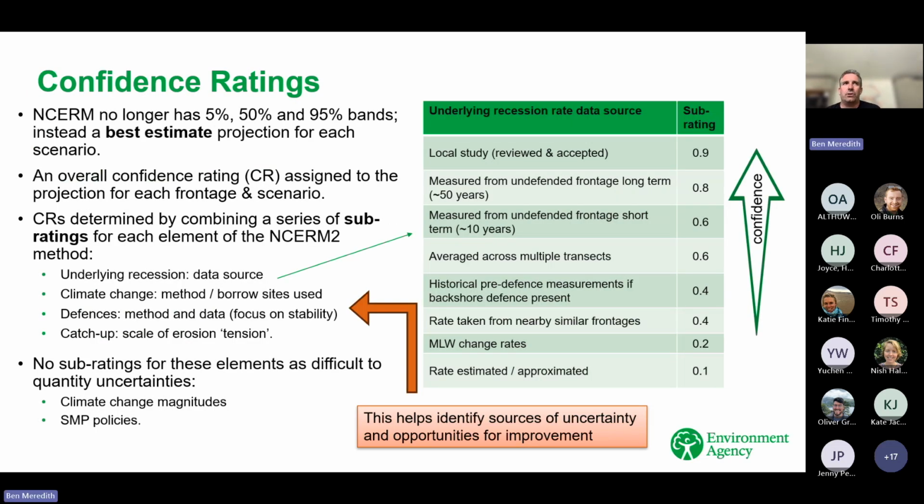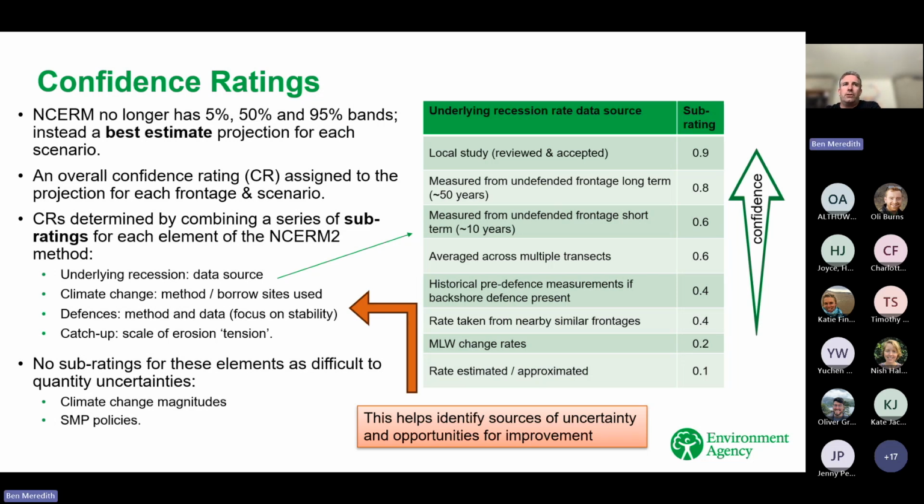Confidence ratings. One of the big changes in this iteration of NSERM is the removal of the confidence band approach. Previously, we provided 95, 50 and 5% confidence bands, but we have shifted to representing a range of results based on climate change scenarios instead. And we represent the best estimate erosion prediction. We have developed a new confidence rating approach, which is applied to each individual frontage, and that represents the confidence in the source of the data and the methods that we use.